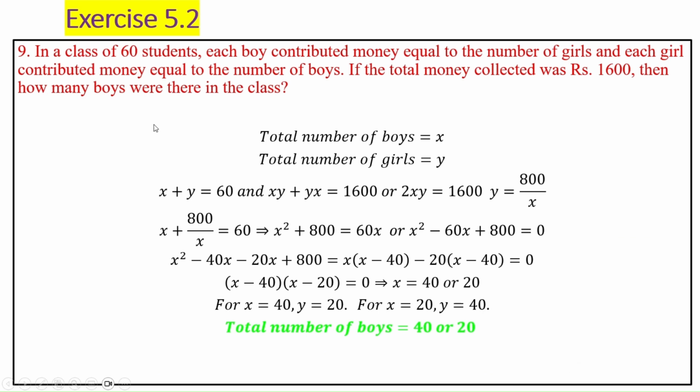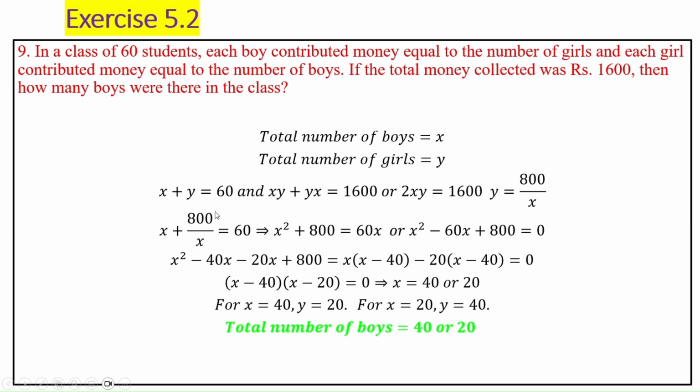in a class of 60 students, each boy contributed money equal to the number of girls, and each girl contributed money equal to the number of boys. If the total money collected was rupees 1600, then how many boys are in the class? Okay, let the total number of boys be x and the number of girls be y. So x plus y is 60 because of the total, and xy plus yx equal to 1600, that is given. Okay, that is 2xy equal to 1600, or y equal to 800 by x.